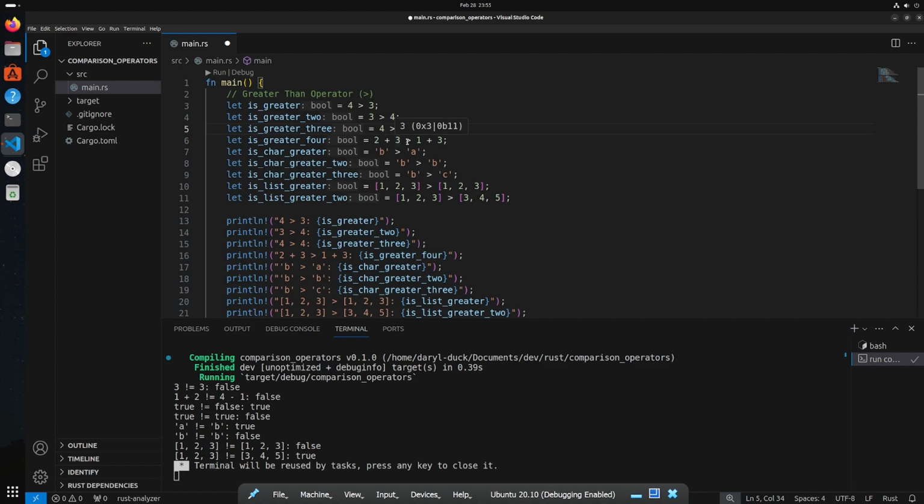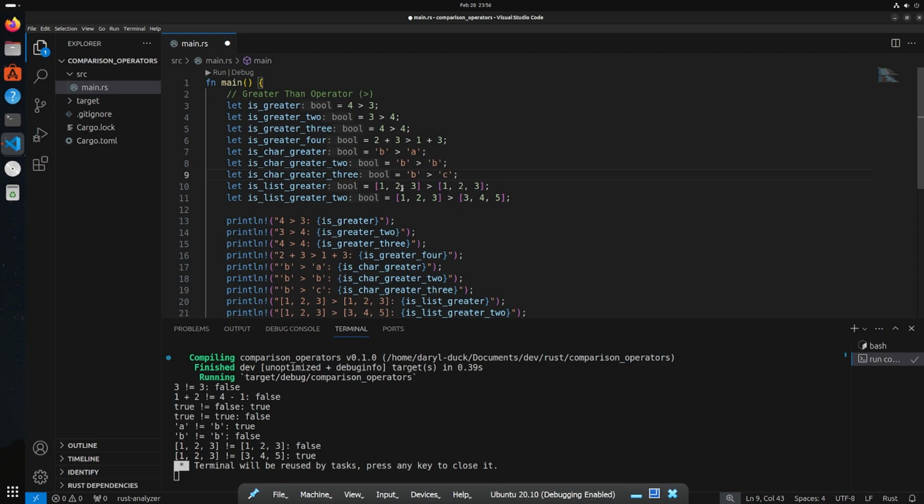Is 2 plus 3 greater than 1 plus 3? Well, again, 2 plus 3 is 5. 1 plus 3 is 4. So 5 is greater than 4. So that's going to give us true. Is B greater than A? Well, in terms of Unicode characters, it is, right? And that's the important distinction here. A B has a higher value Unicode-wise than A. On the flip side, B greater than B can't be because they're equal. B greater than C can't be because C is considered greater, right?